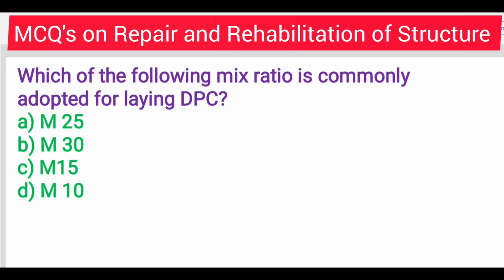Which of the following mix ratio is commonly adopted for laying DPC? Option A, M25. Option B, M30. Option C, M15. Option D, M10. So the correct answer is option C, M15.